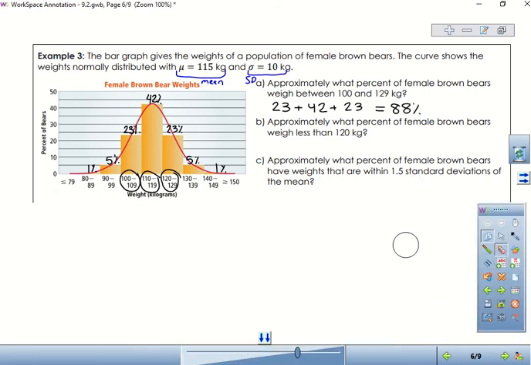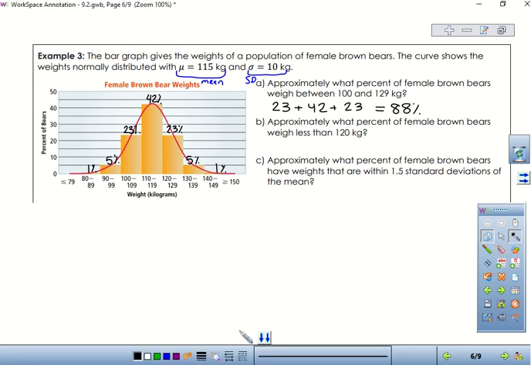The next one says approximately what percentage of female brown bears weigh less than 120 kilograms? So weighing less than 120 is going to be these categories right here, right? So we're going to add up those percentages. So that's going to be 42.